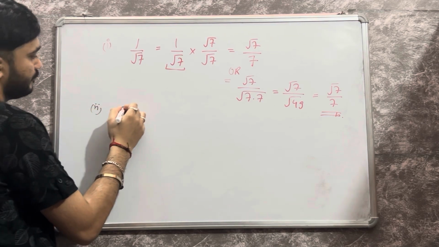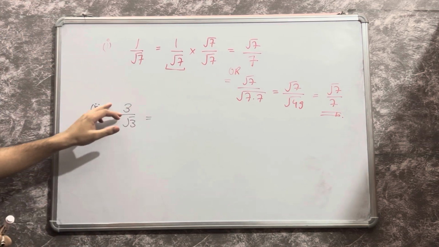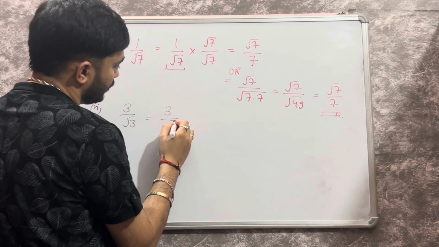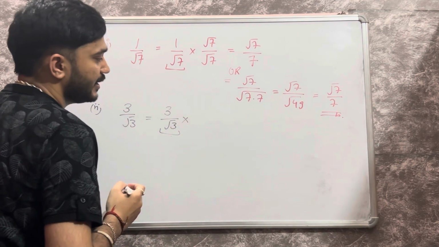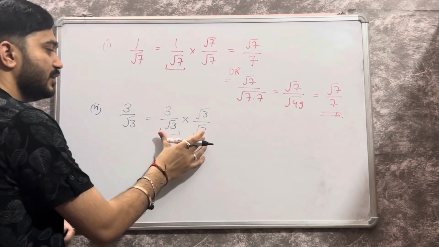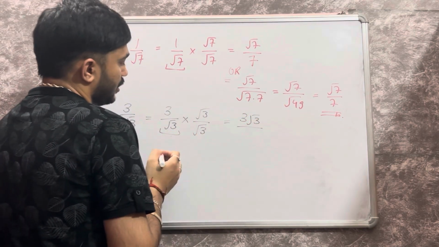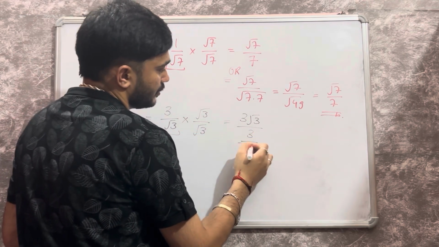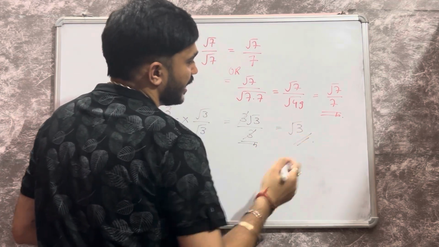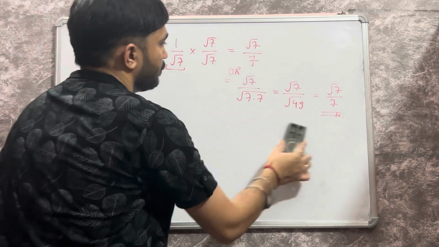Similarly, rationalize the number 3 upon under root 3. You will get 3 divided by under root 3 multiplied by, what is the denominator? Under root 3. Multiply this number with under root 3 and divide it as well with under root 3. You will get 3 into under root 3 is 3 under root 3. Under root 3 into under root 3 is 3. You can cut this 3 and 3, you will get the answer under root 3 here. Any doubt? Now, moving forward, let us take some complex examples.